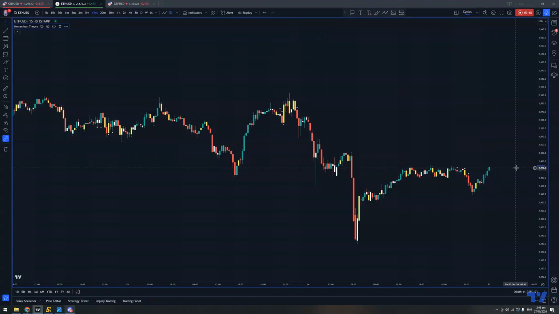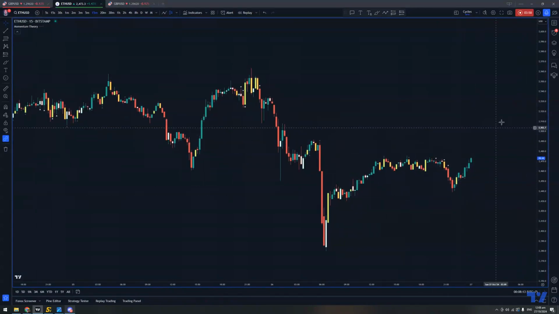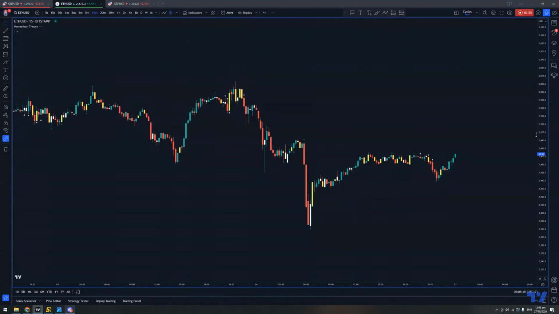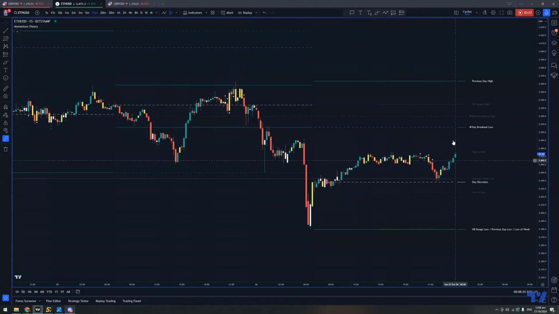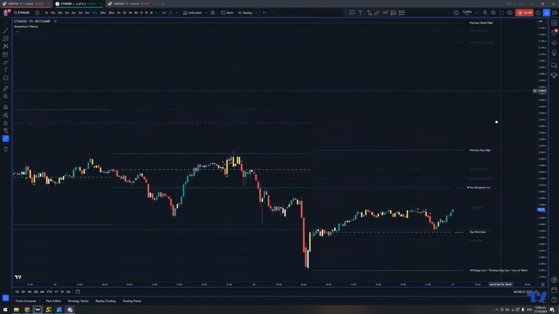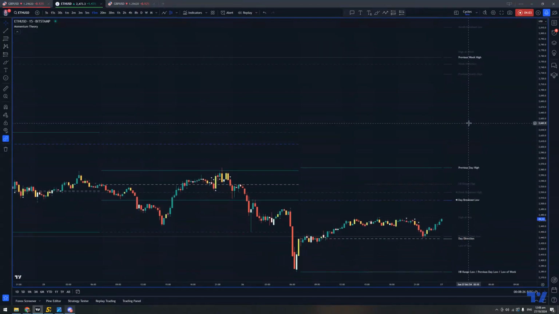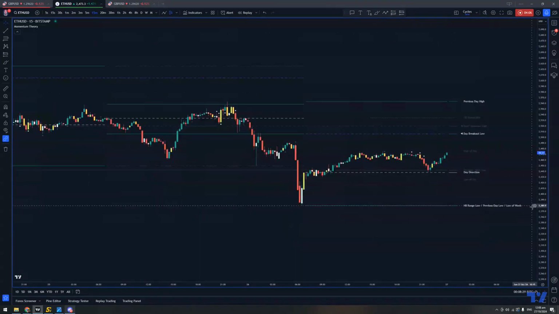Okay, so key levels. I did update the key levels. Key levels previously just showed the daily and the weekly levels, but now I also want to see the monthly levels as well. Previous month high, month breakout low. So I have that directly on this chart as well.